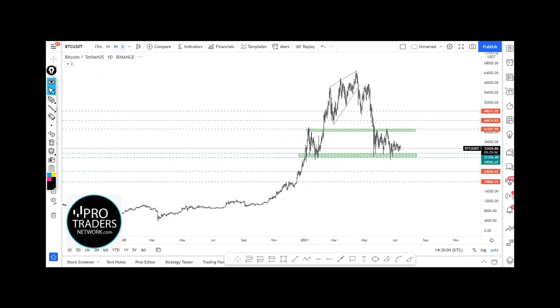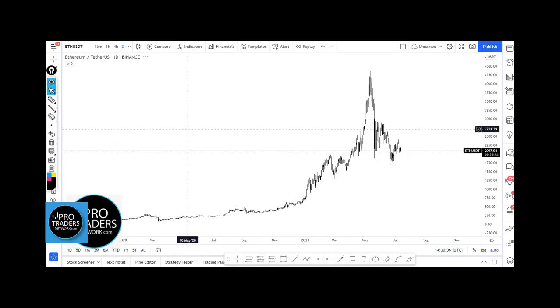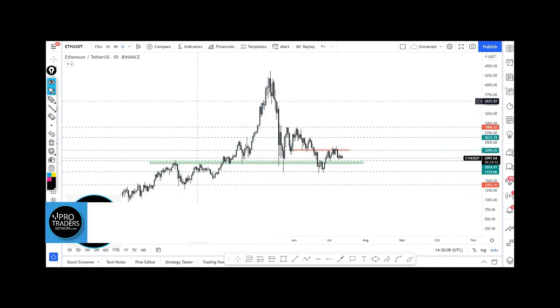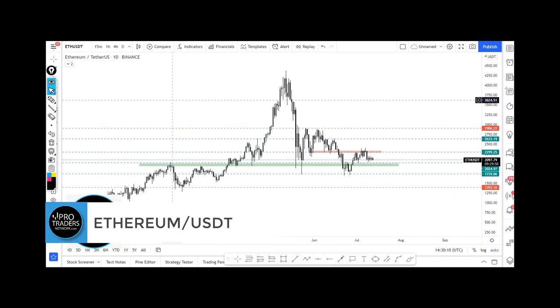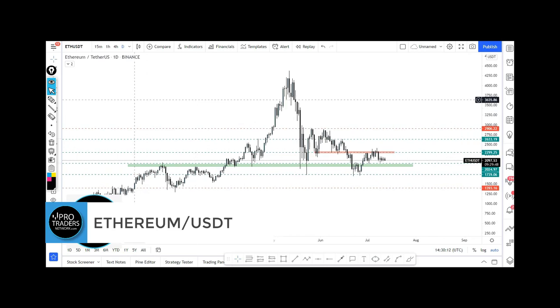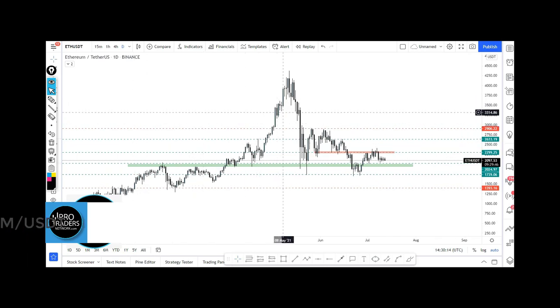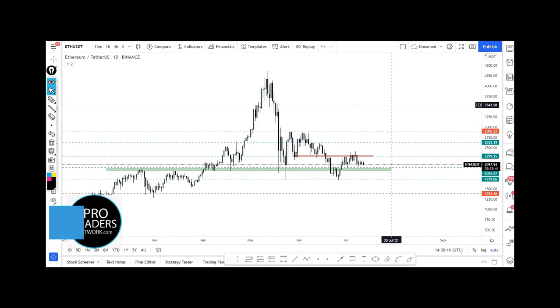Let's have a look at the Ethereum chart. Here we are on Ethereum, on the daily time frame. I'm not discussing Elliott wave for this one. Let's discuss it with basic price action. As we can see, this area is still holding for Ethereum very well.